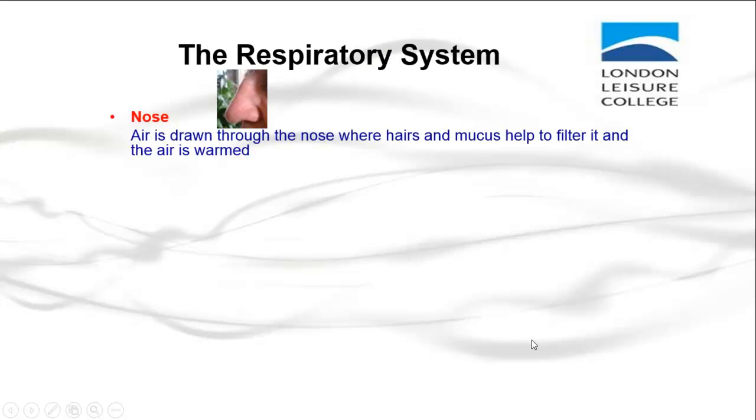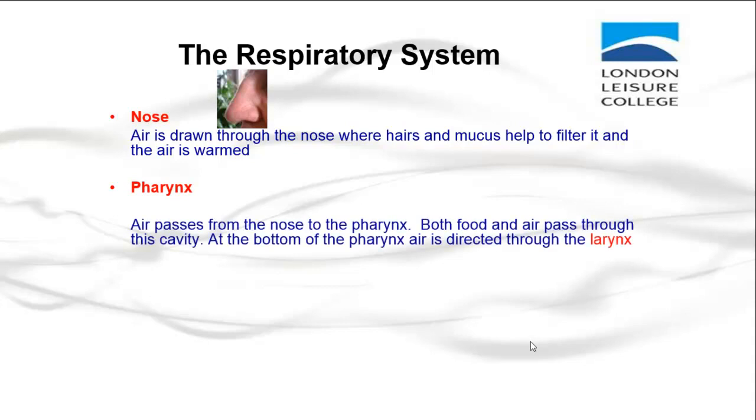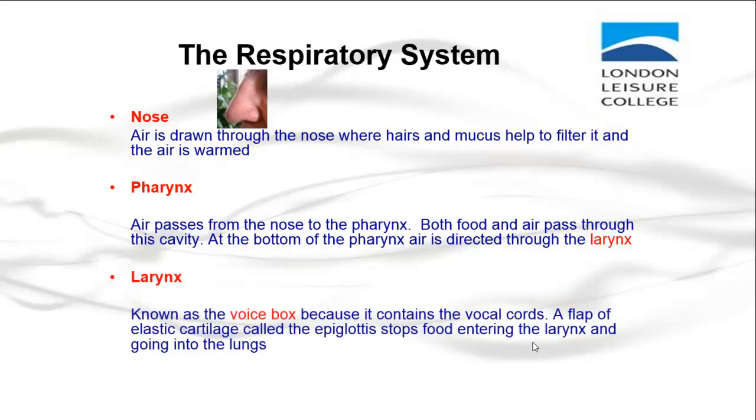So the nose. Air is drawn through the nose where the hairs and mucus help to filter it and the air is warmed. The pharynx. Air passes from the nose to the pharynx. Both food and air pass through this cavity. At the bottom of the pharynx, air is directed through the larynx. The larynx is also known as the voice box because it contains the vocal cords. A flap of elastic cartilage called the epiglottis stops food entering the larynx and going into the lungs.